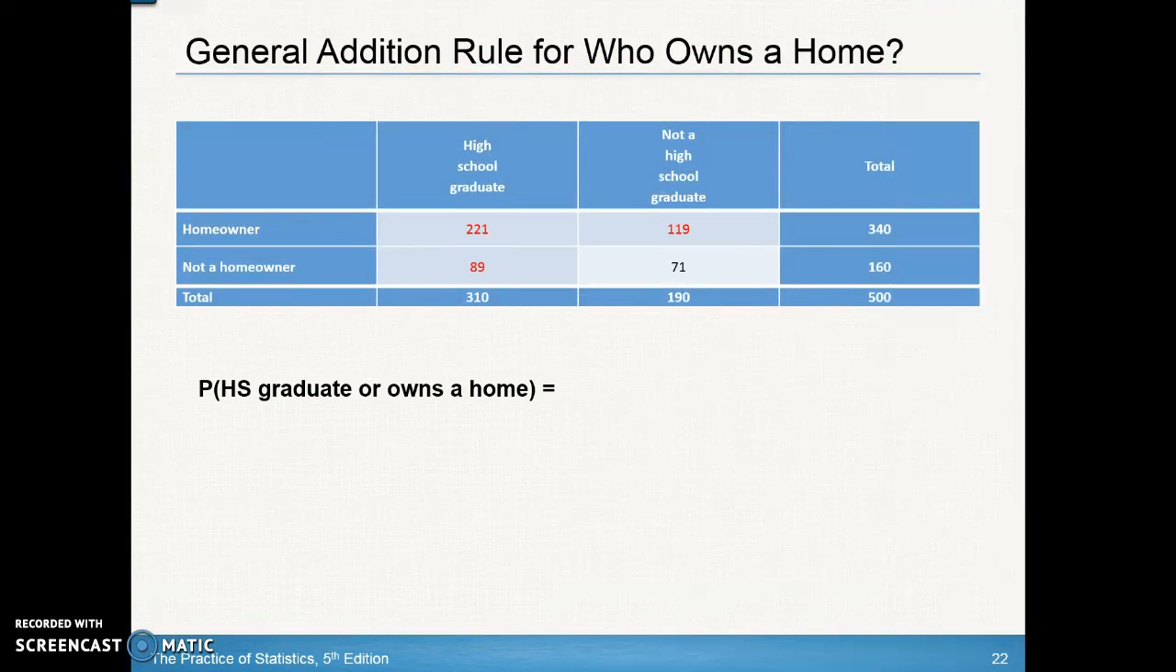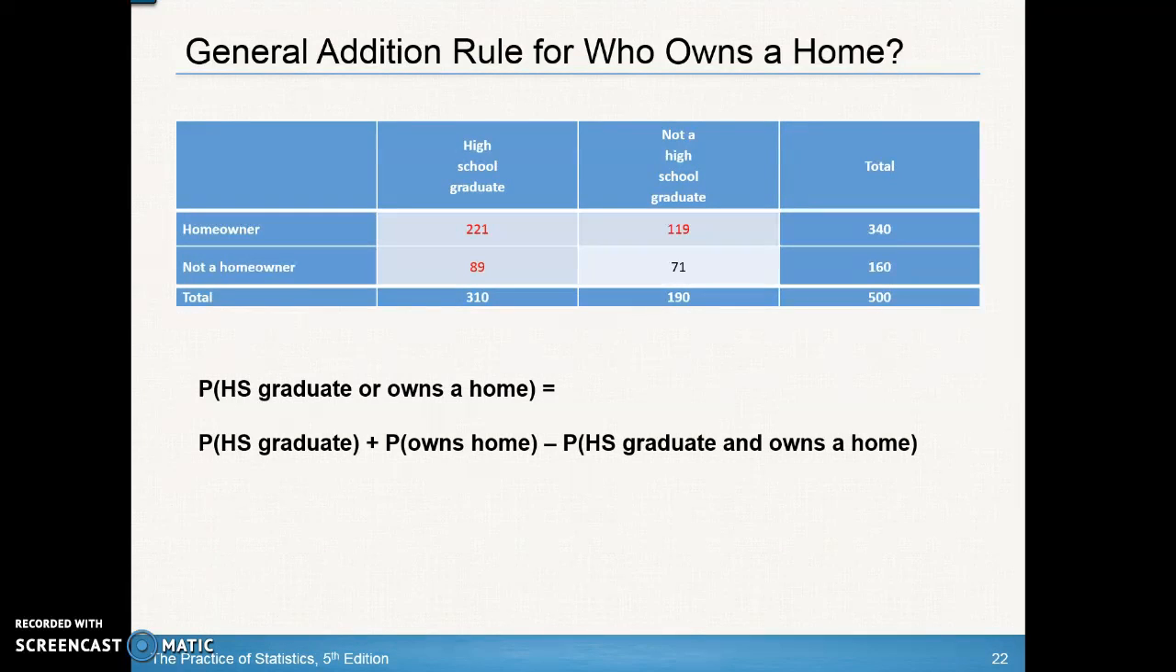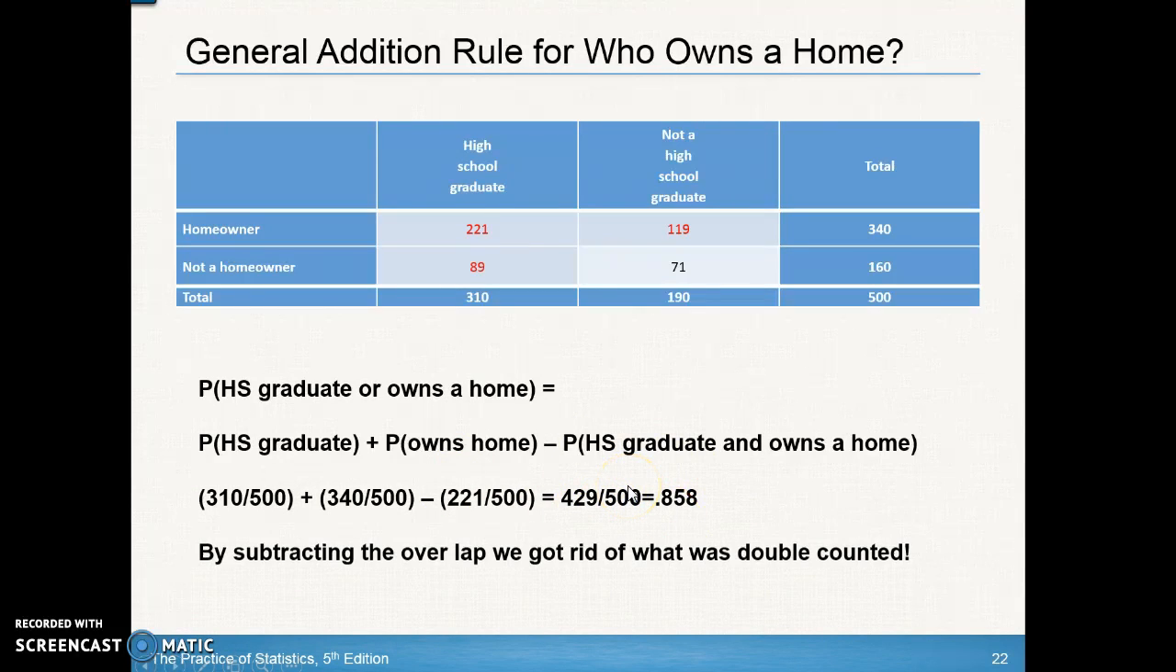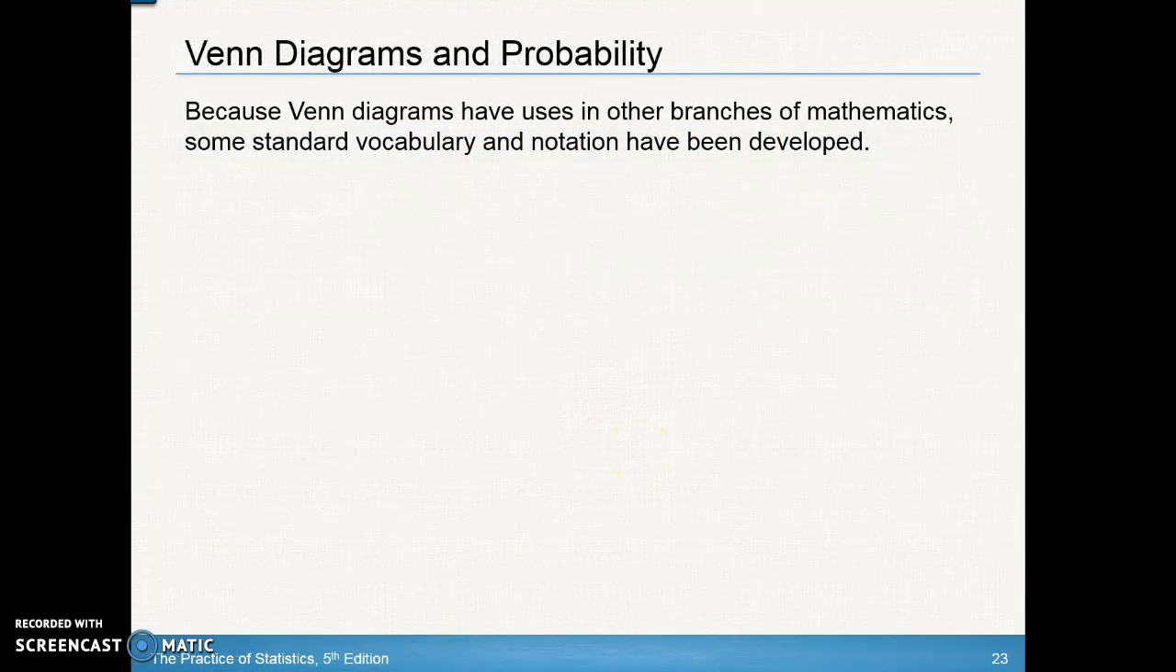All right, so let's take a look at another one. The probability that you're a high school graduate or you own a home. Let's apply that rule here. So high school graduate is 310, own a home is 340, minus the intersection of both of those, which is the 221. When we do that, we end up with the same answer of 429 out of 500, or 0.858. We're basically taking that overlap and subtracting what was counted twice. Like I said, if you have a table, you can just add them up, but if you want to use the formula, you always want to take out the AND probability because it's counted twice.